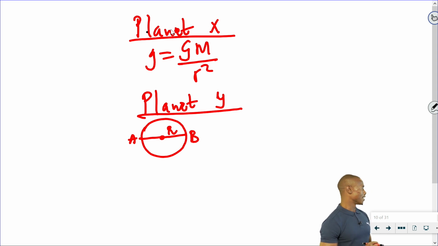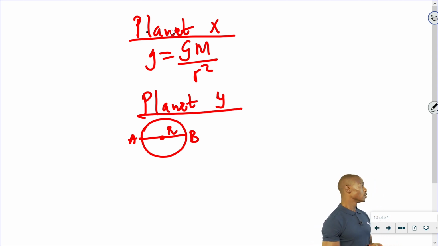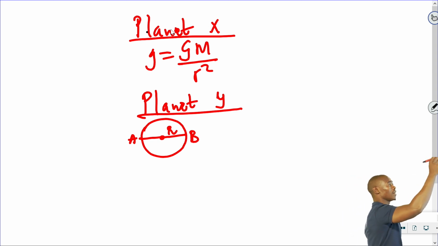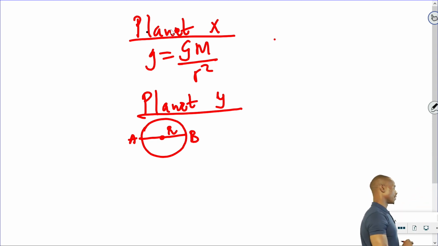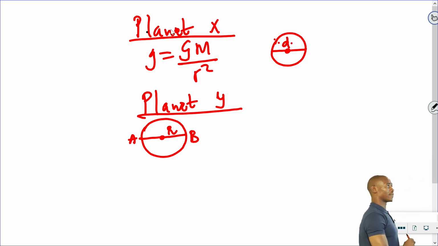Then what are they saying? They are saying the diameter of planet Y is twice the diameter of planet X. So for example, this is the diameter, from point A to point B. So this is planet Y, and then planet X, this is the diameter of planet X.